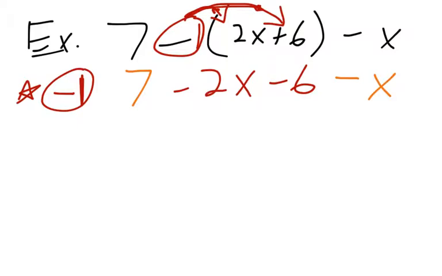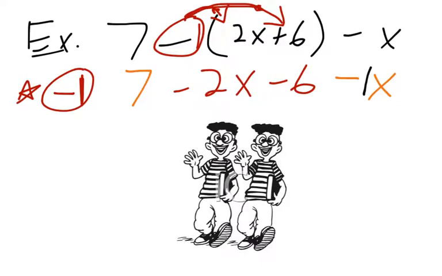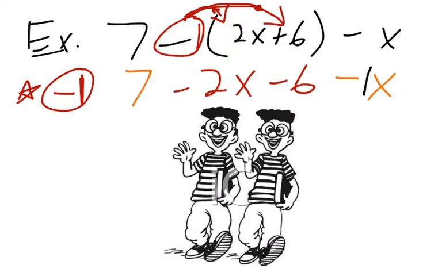And remember, what is in front of my x? What's my coefficient? It's really a -1. So if you don't have a number there, you can always multiply it by 1. Because that does not change its value, right? That's the identity property. That's right, they're identical. So if you multiply by 1, it's still going to be the same thing. They're basically like twins, aren't they?